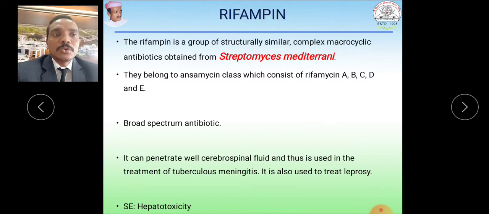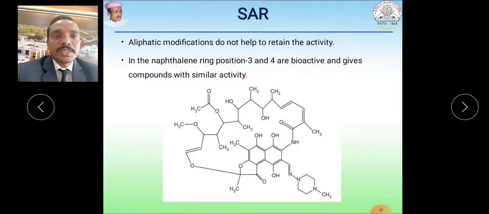The major side effect of rifampin is hepatotoxicity. So now take a look at the structure of this. So here is the structure for rifampin, a big structure, a macrostructure like a macrocyclic. Any modification on the structure will not retain the activity.